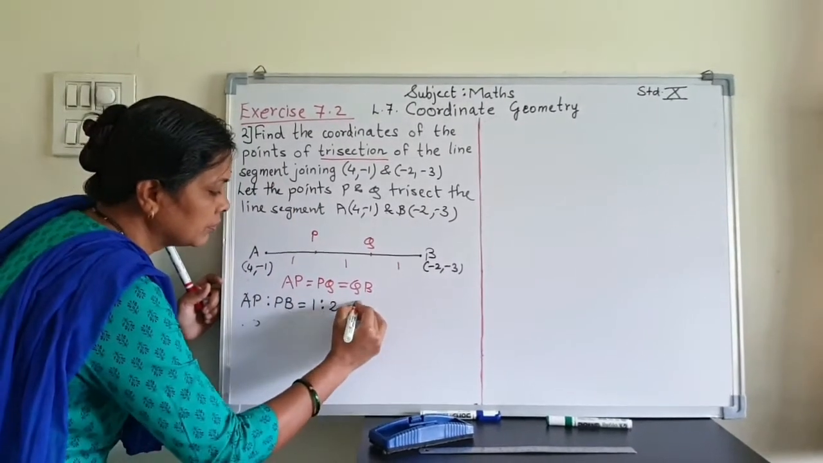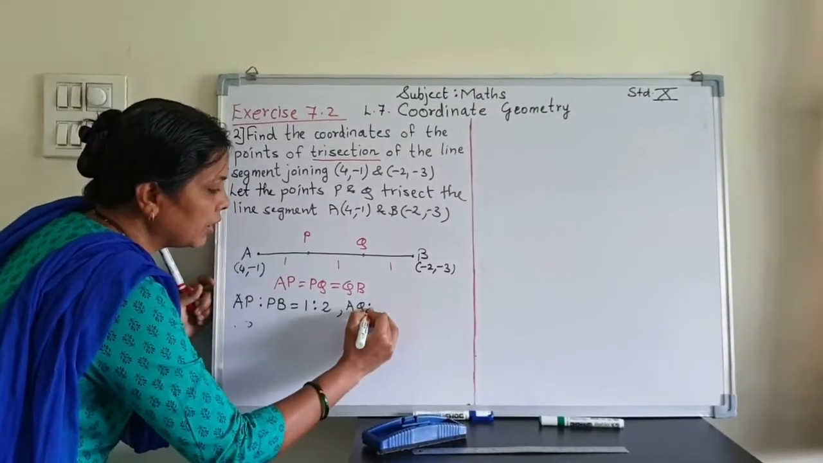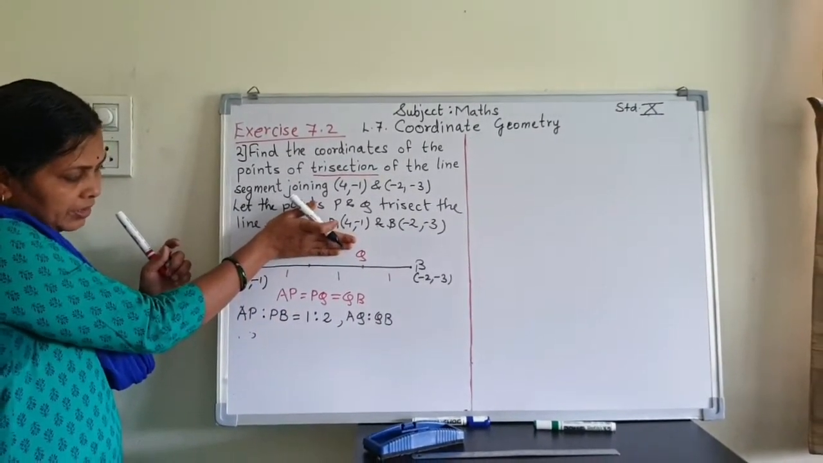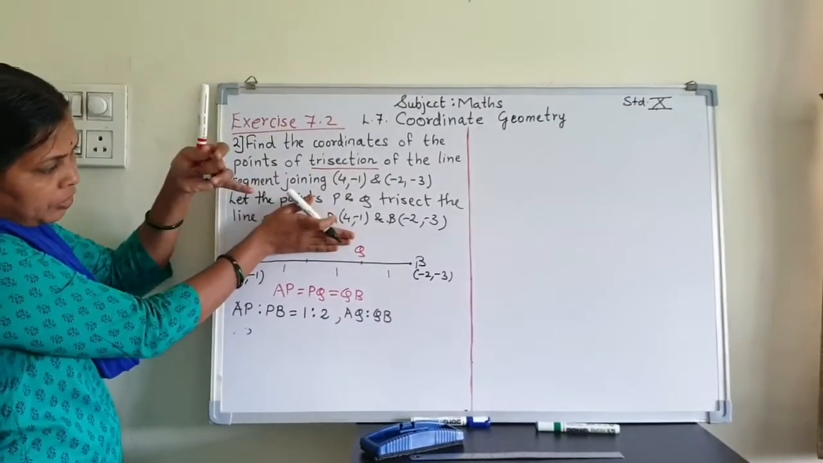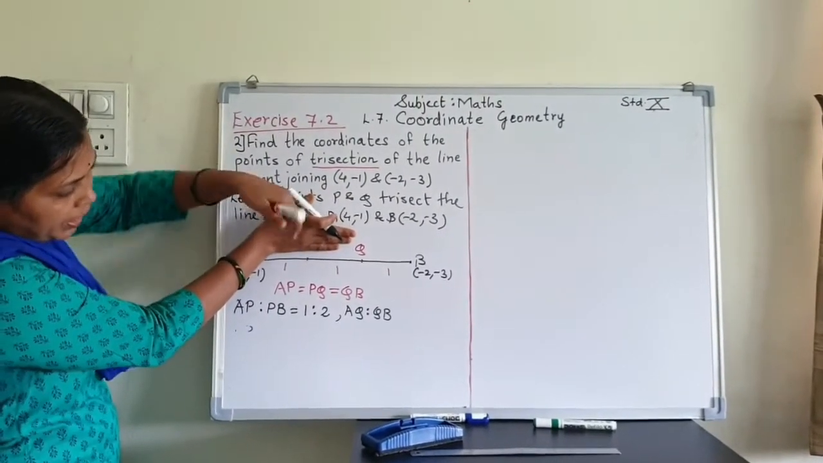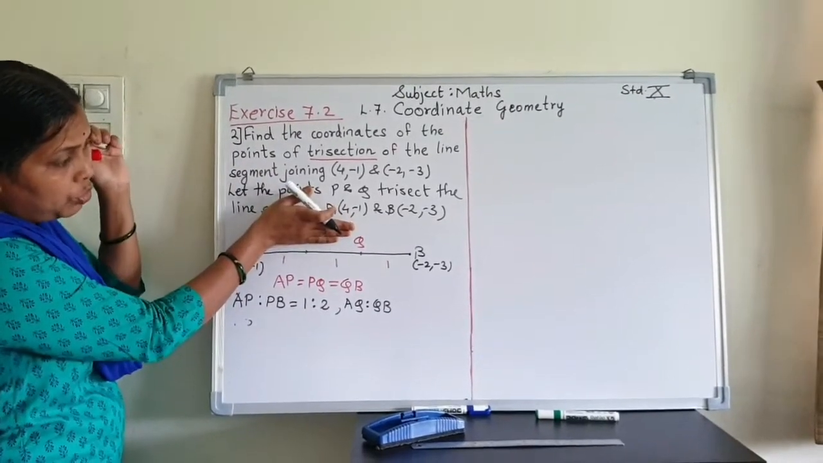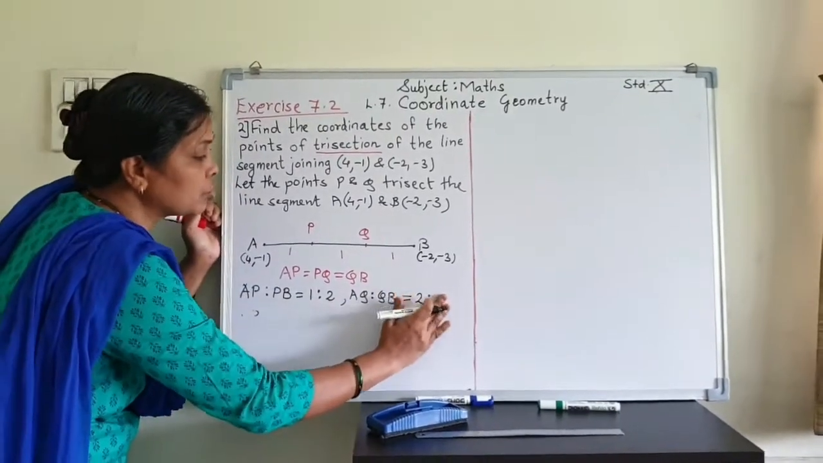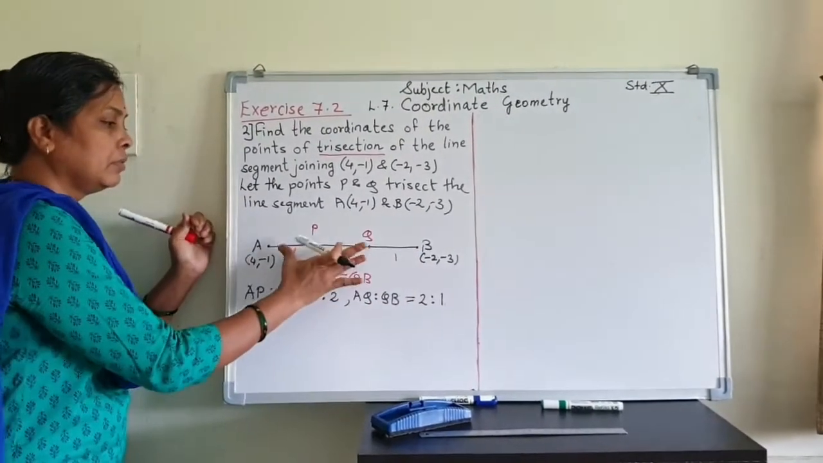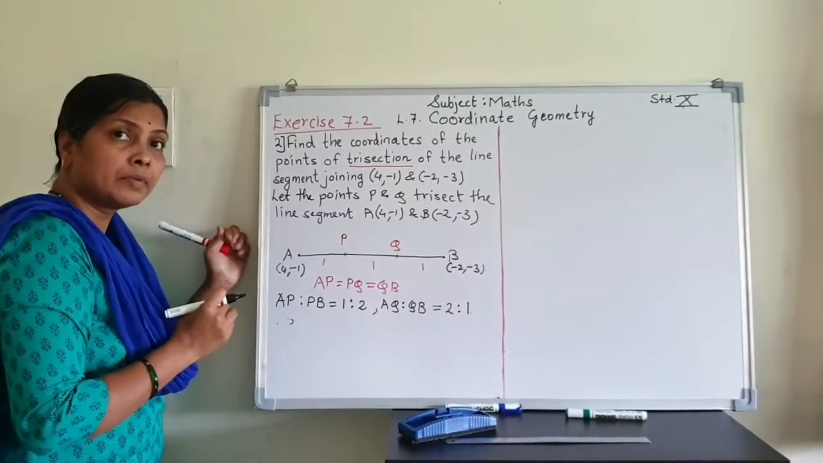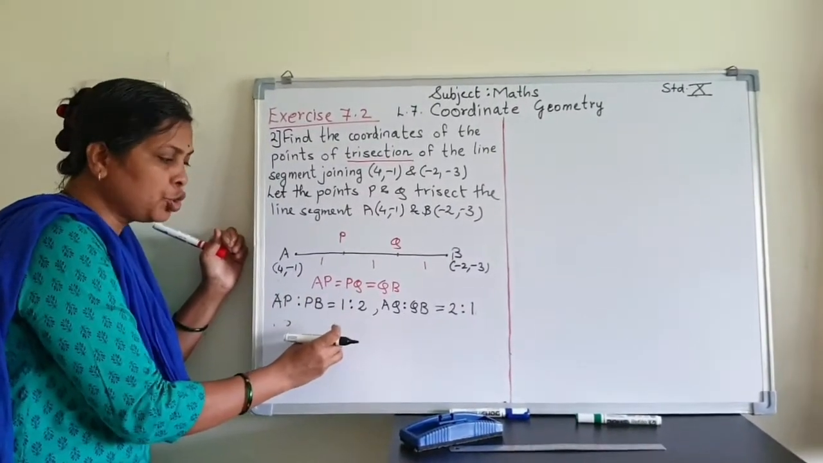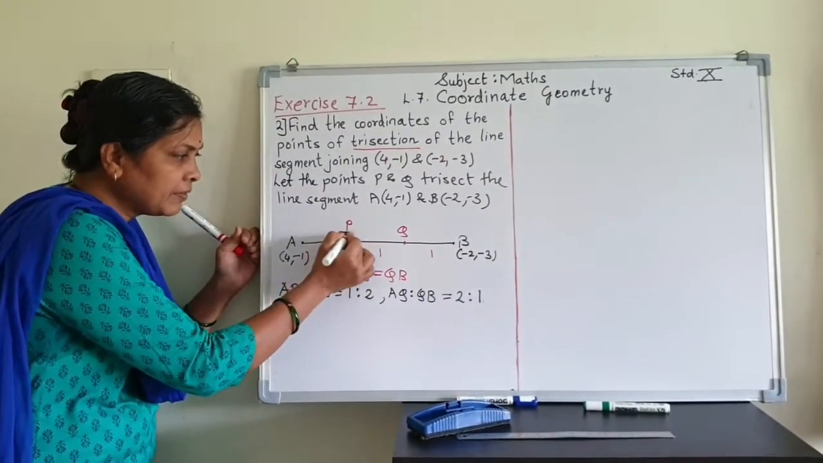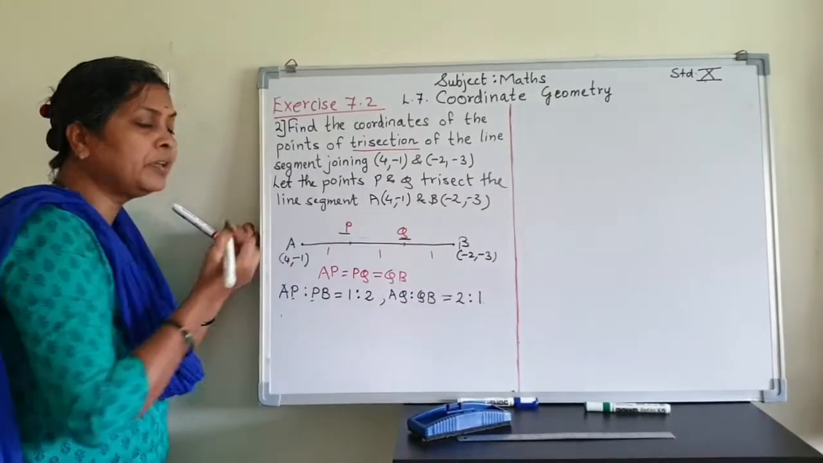Similarly, AQ is to QB. Forget about this point P, then we get your point Q, which divides AB into the ratio 1 plus 1, 2 is to 1, so 2:1. Yes, so we have found the ratios over here, and then we can easily find the coordinates of point P and the coordinates of point Q.